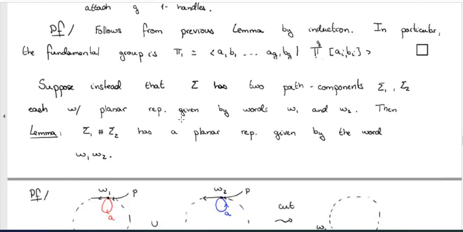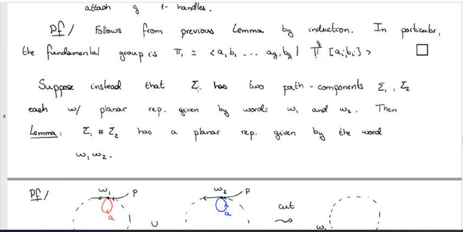All right. Let us do instead a slightly different case. So now we have sigma. We don't assume it's path connected. So now let's assume instead it has two path components, sigma 1 and sigma 2, and each one of them is a path connected surface. So I present it as a planar representation, the first one with word W1 and the second one with word W2.